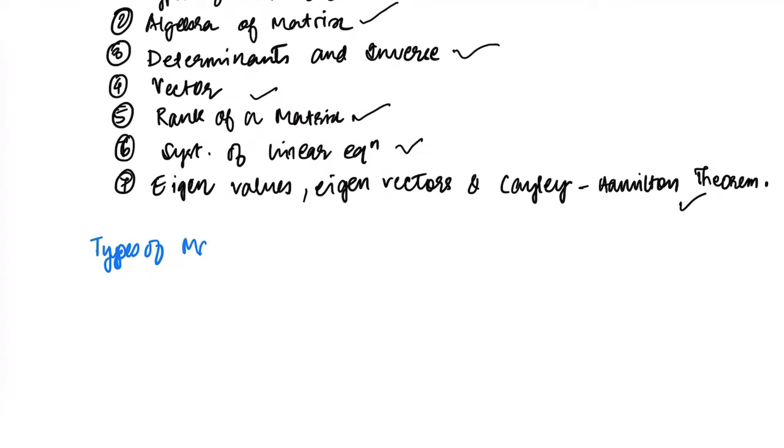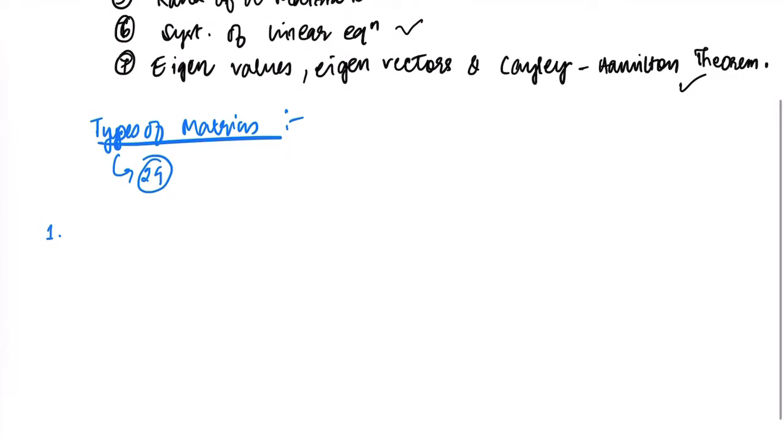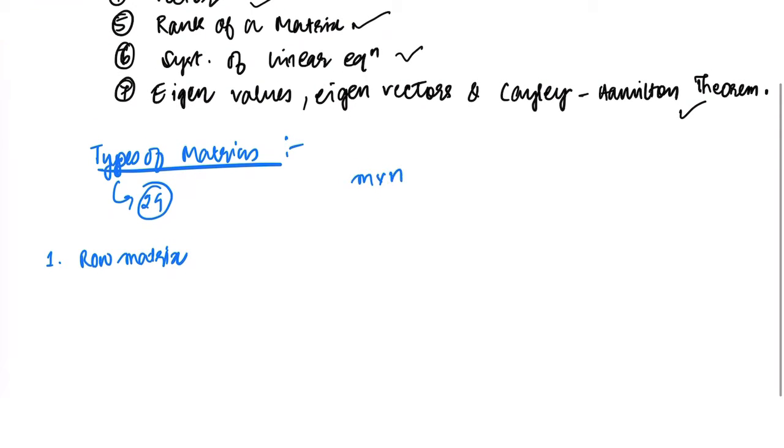Types of matrices. Okay. Now if I say types of matrices, basically there are a total of 24 types. I'm going to be seeing all of that. Starting with the row matrix. Okay, before that we have m cross n. So this is the row and this is the column.